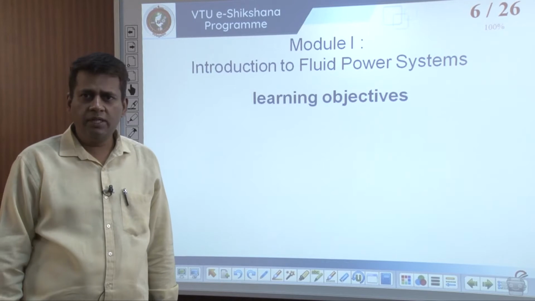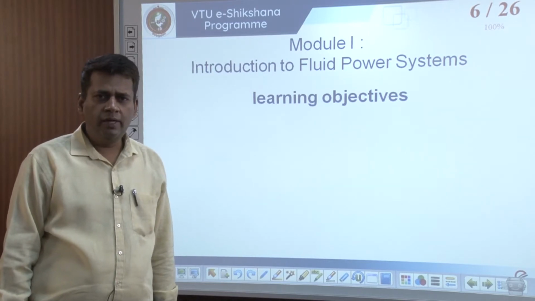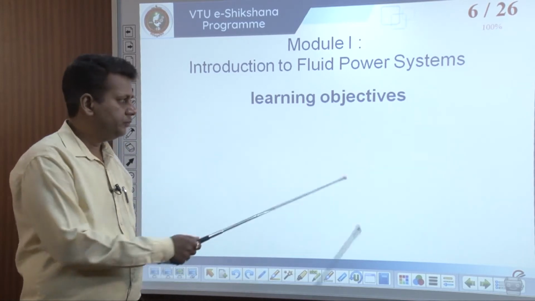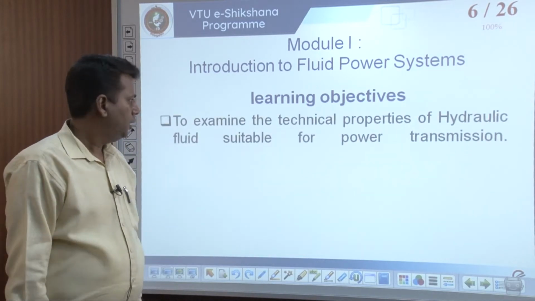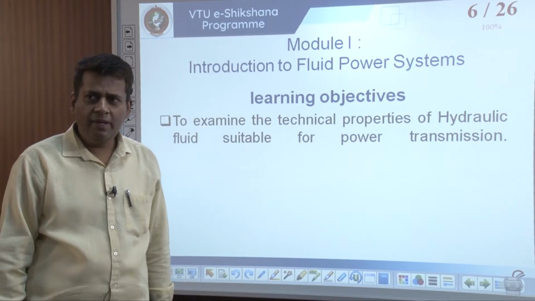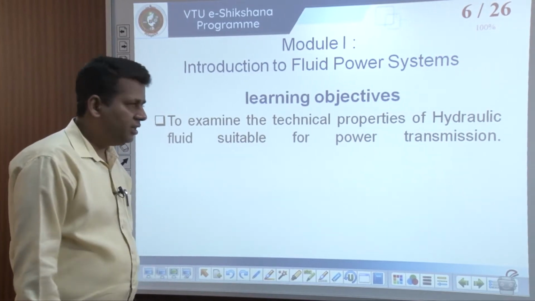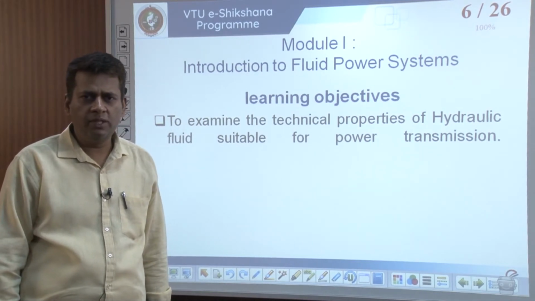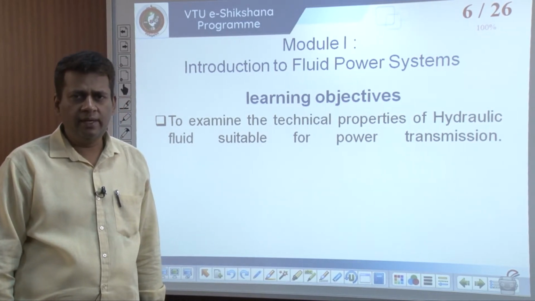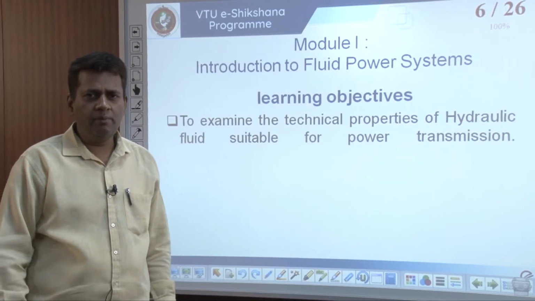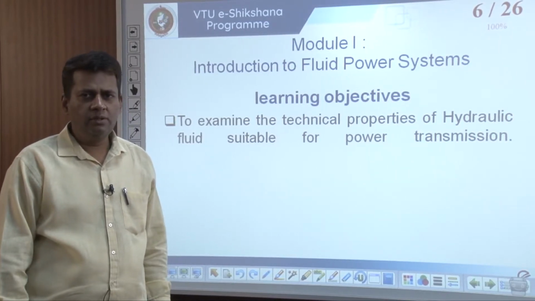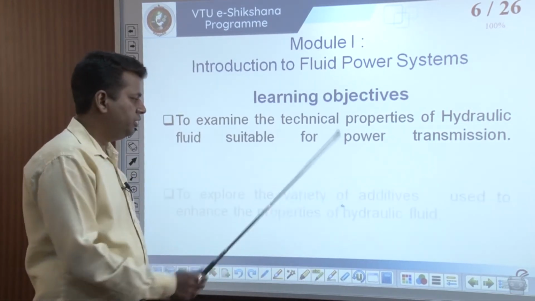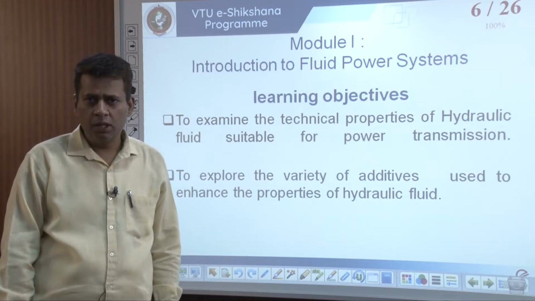The learning objective is very important. We need to understand the aim of this study. The first objective is to examine the technical as well as commercial properties of any hydraulic fluid. We are going to study in detail the technical and commercial properties of a viable hydraulic fluid used for power transmission.